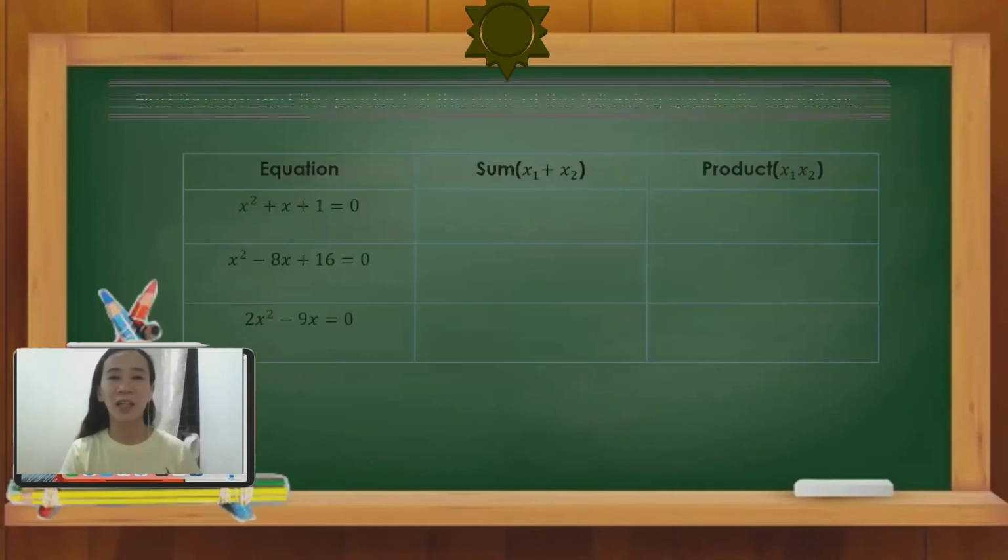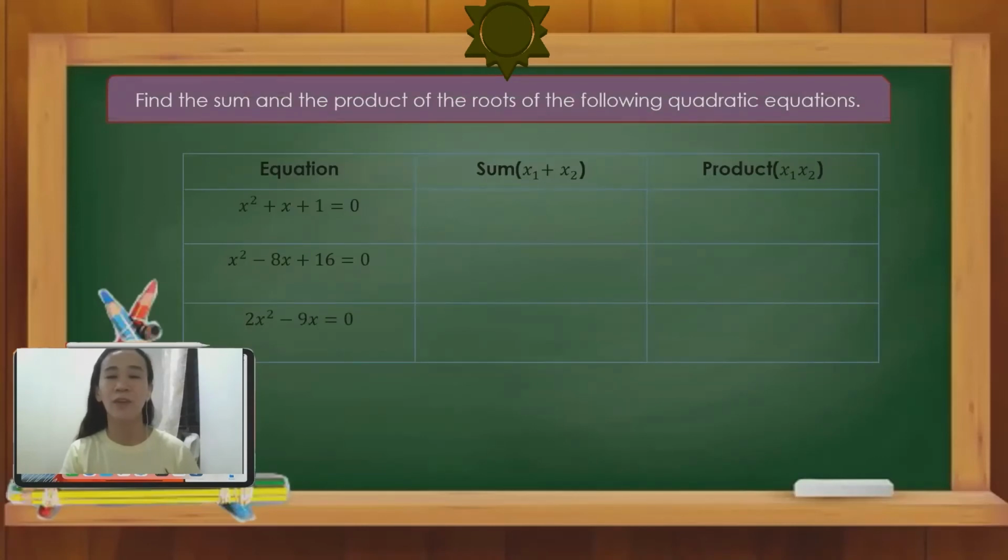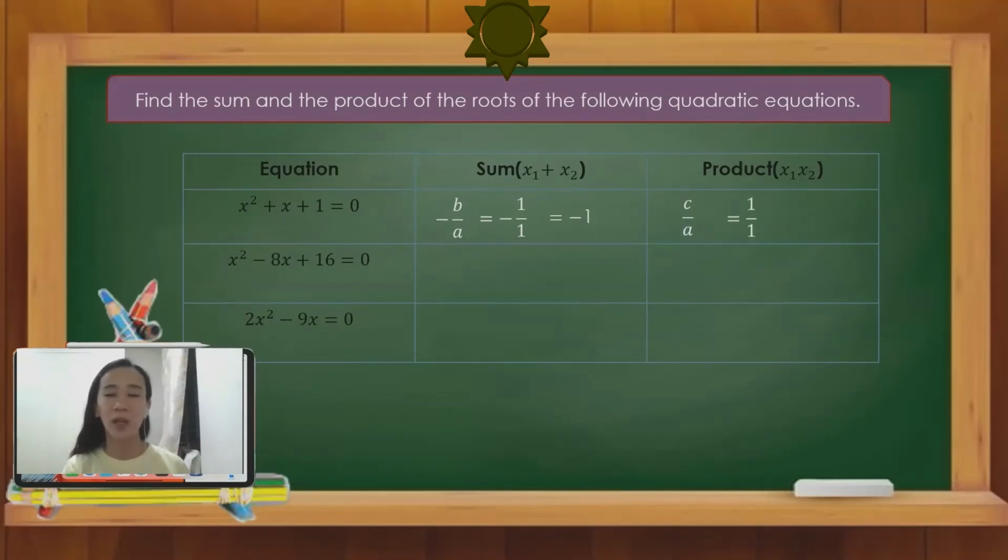Now, let us try to find the sum and the product of the roots of the following quadratic equations. In this equation, our a is 1, b is 1, and our c is 1. So, for the sum of x sub 1 and x sub 2, all we have to do is to divide negative b by a. So, that will be negative 1 divided by 1, which is equal to negative 1. How about for the product of x sub 1 and x sub 2? That will be c over a, or 1 divided by 1, which is equal to 1.